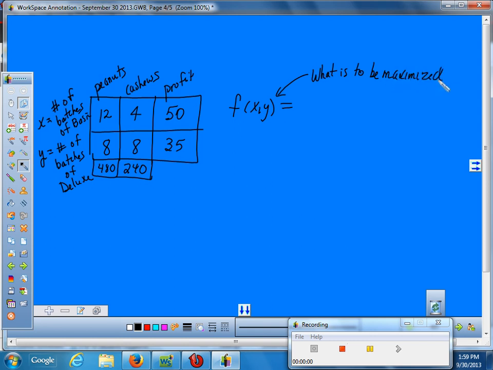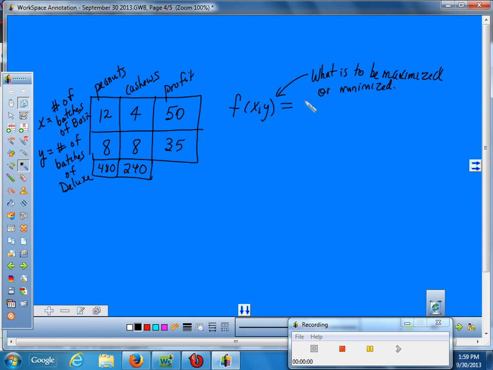So if you read the words in this problem, what are we maximizing? Yep, last two words. How many batches of each mix should be made to maximize profit? So therefore your function has to be how much profit you're going to make. Okay, how much profit am I making?